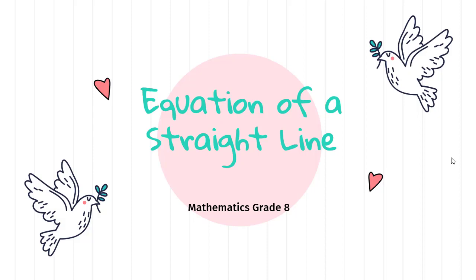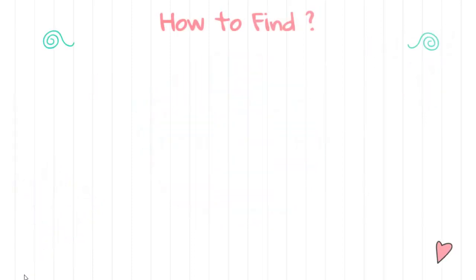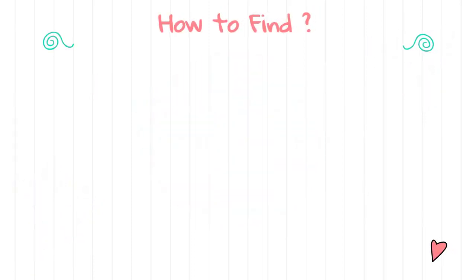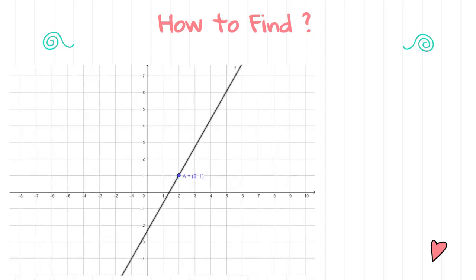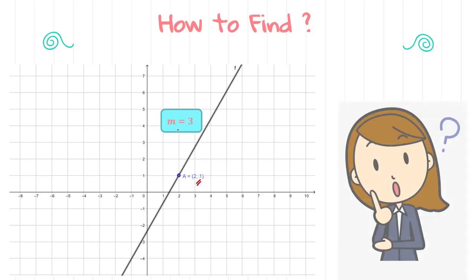But wait, before that I want to ask you something. How to find the equation of this line? If I have a line here through the point A (2, 1) and have a slope or m is equal 3. So how to find the equation of this line? So today we are going to learn about this.